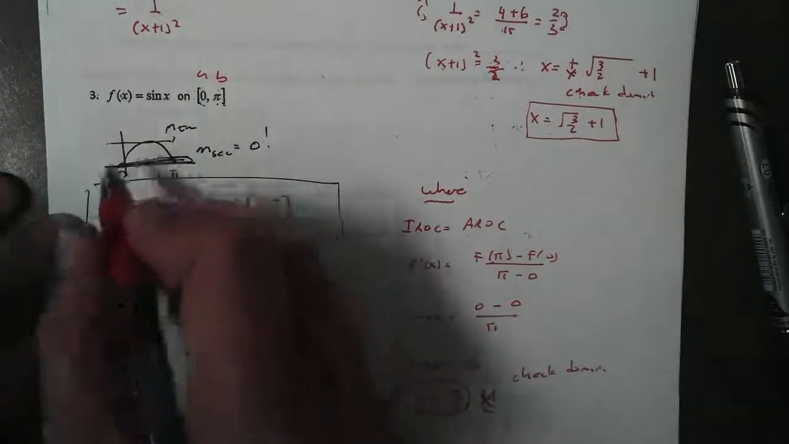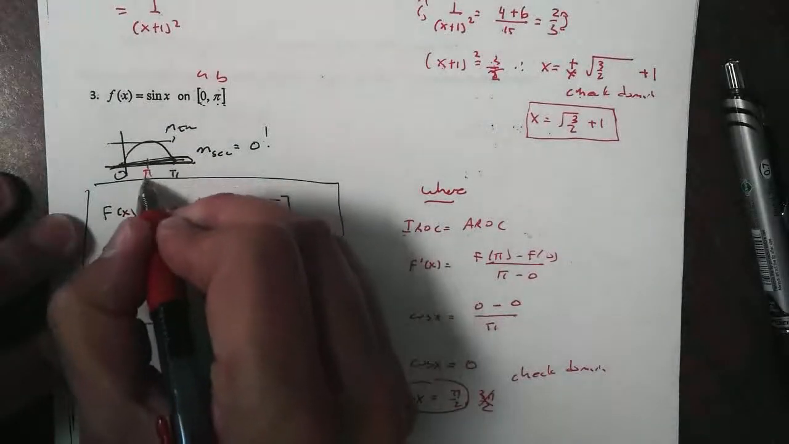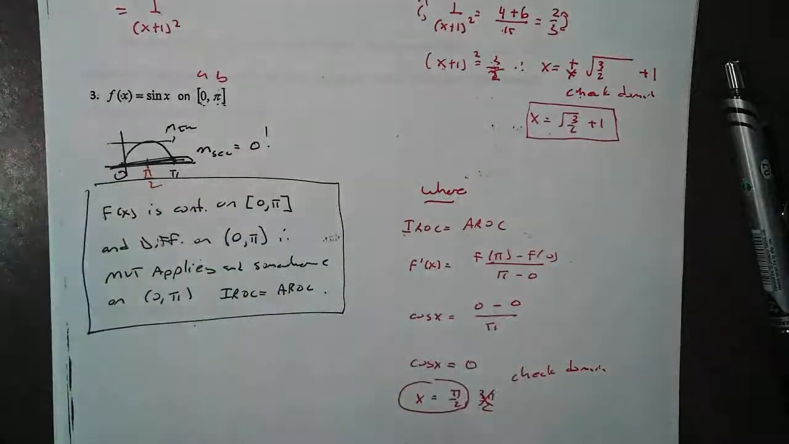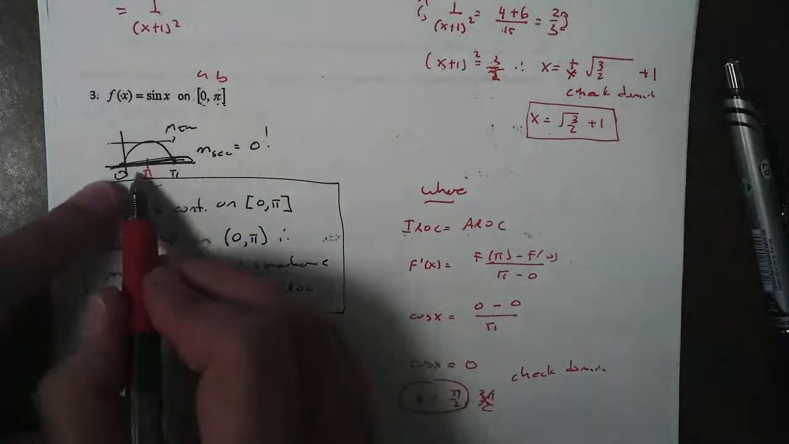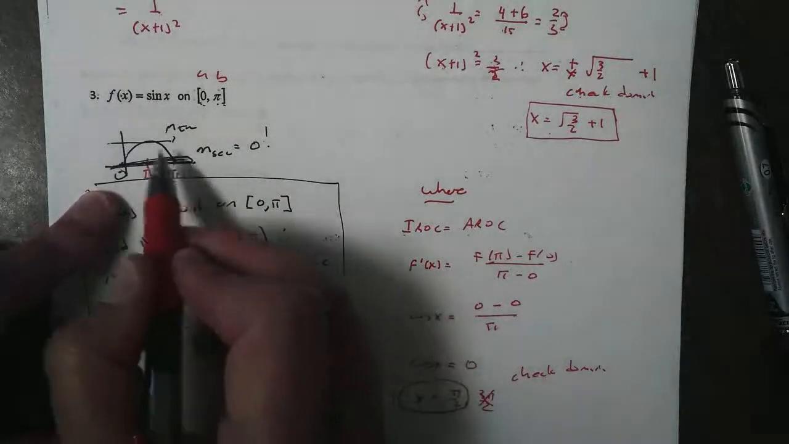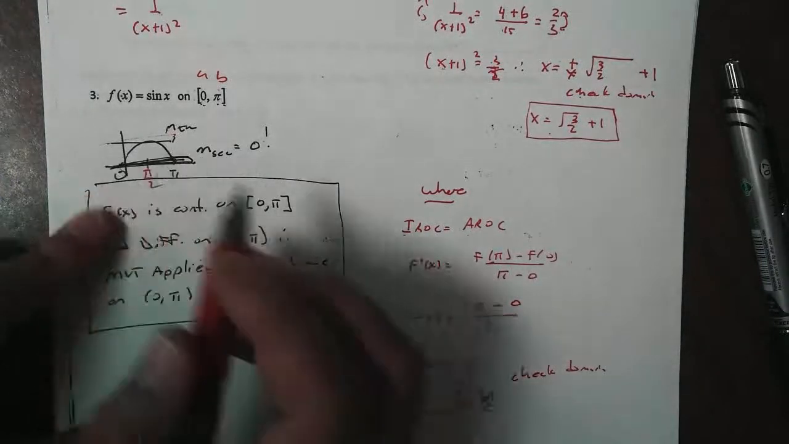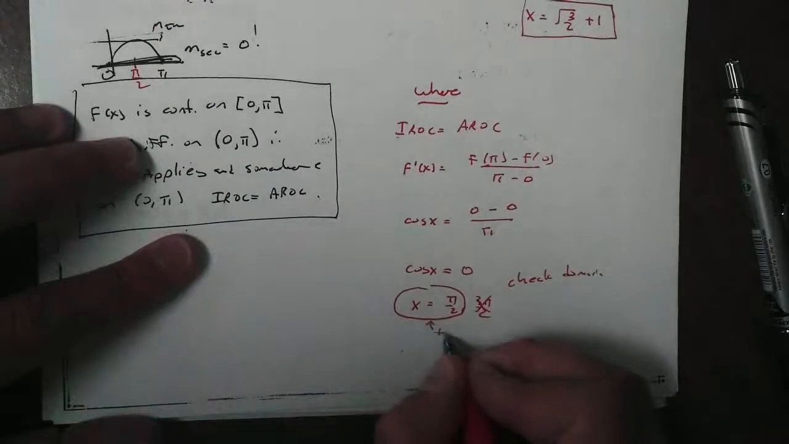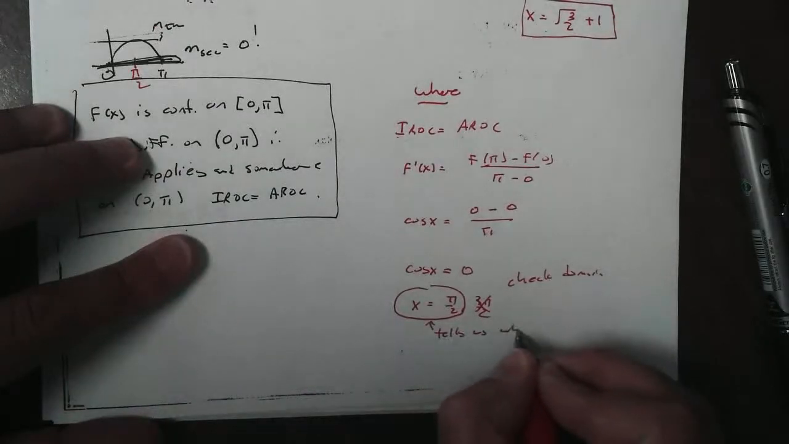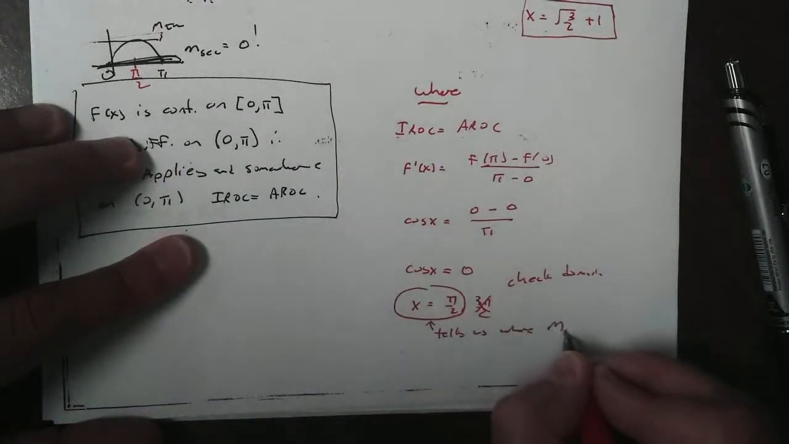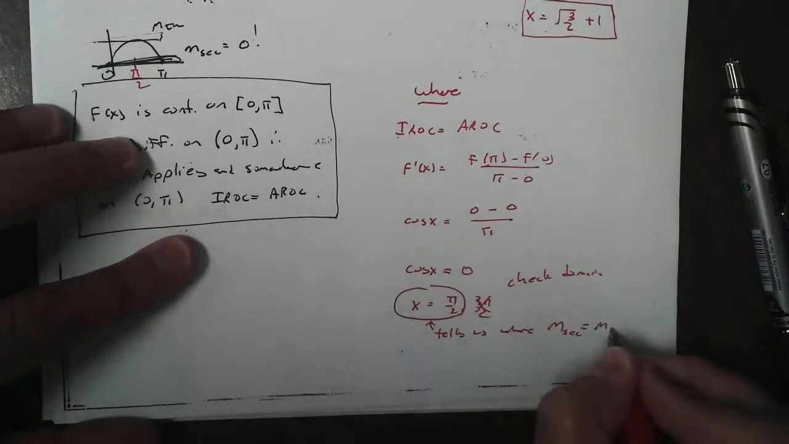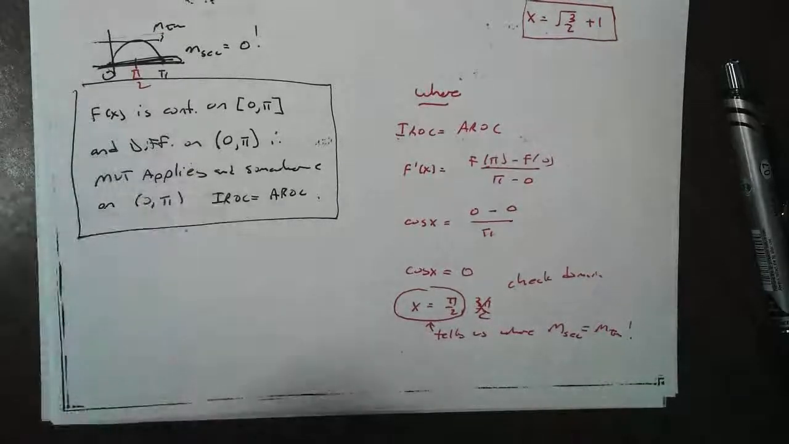So what that tells me is that pi over 2 is where my slope is 0. Pi over 2 tells me where my average rate of change equals my instantaneous rate of change. In other words, it tells me where my slopes are equal. This tells us where the slope of our secant line equals the slope of our tangent line, when they occur.